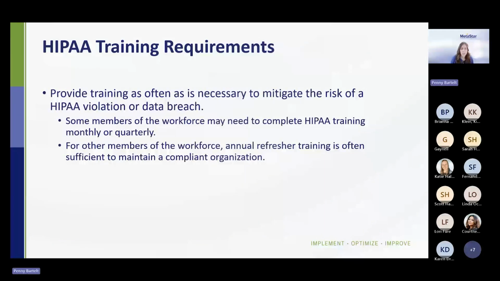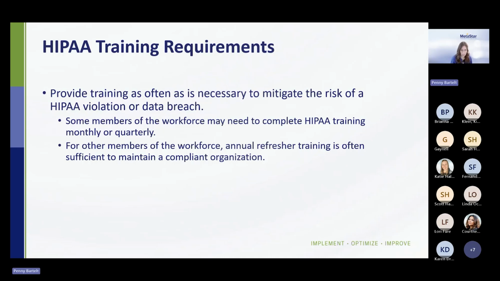You want to provide training as often as necessary to mitigate the risk of a HIPAA violation or a data breach. So we talked about the requirements being onboarding, annual, things like that. But you really want to gauge how often you feel like you need to train to this. So for some members of your workforce, that annual training is fine. That's all they really need. But there might be some groups of your workforce where you're talking about maybe even monthly, your monthly meeting, something's coming up and you're talking about it, or as situations come up. It really depends on people's role and what you feel is necessary to mitigate those risks.